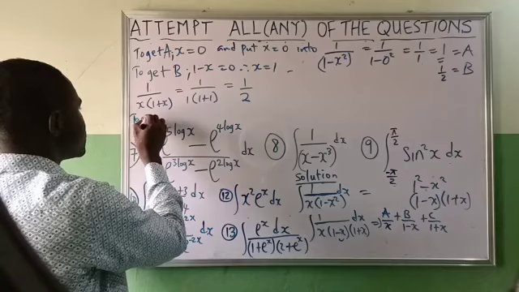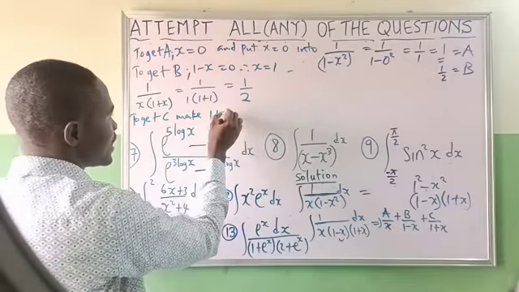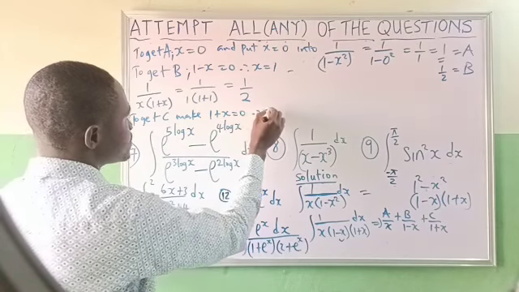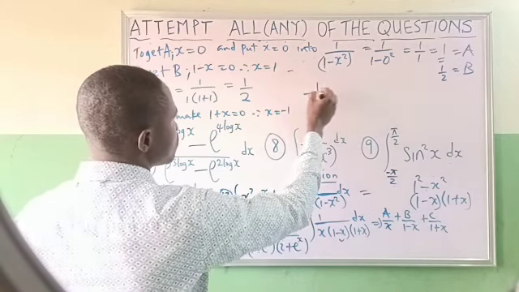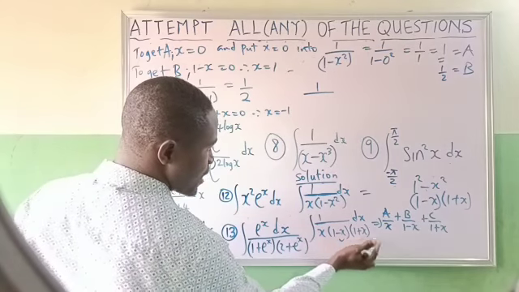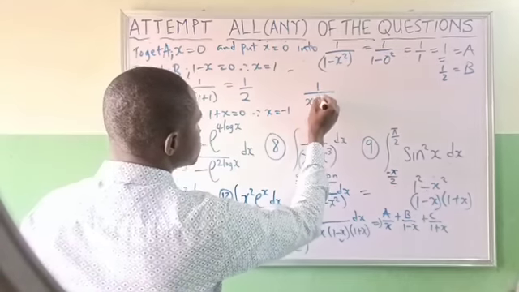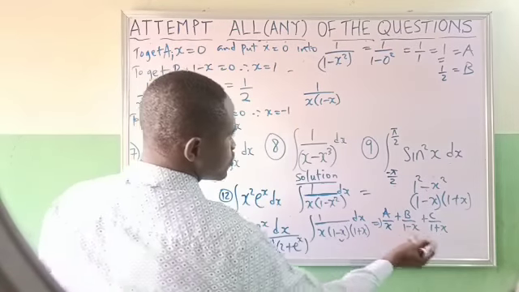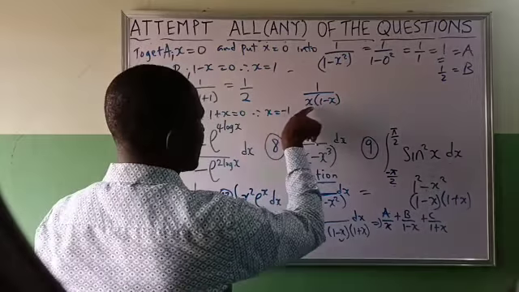Then for my c, to get c, make 1 plus x equal to 0. Therefore, x equal to minus 1. You now put it into what will remain when you make this equal to 0. This 2 will remain. x bracket 1 minus x. So I'll carry minus 1 and put here.